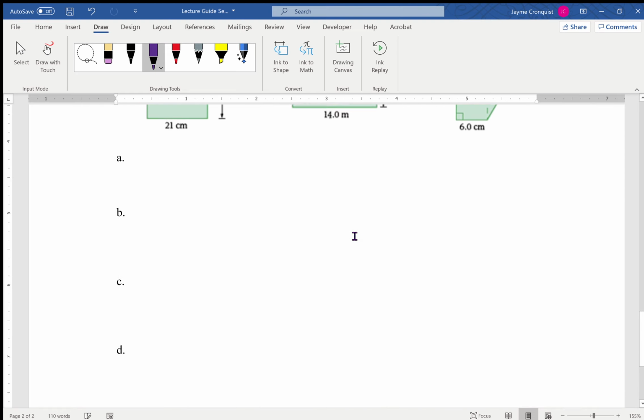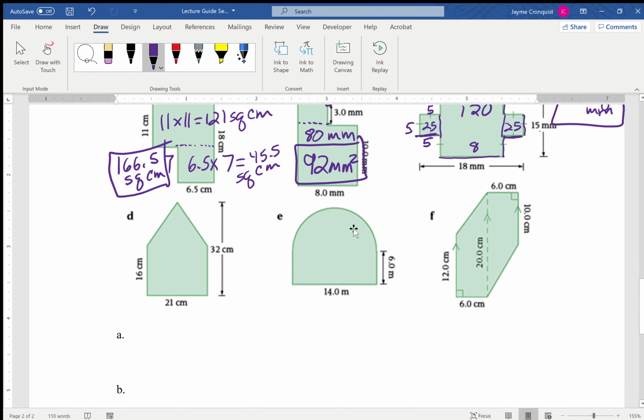Oh, they're giving me space to do all this. Well, gosh. Let me write it up real quick. 11 by 11 is equal to 121. 6.5 times 7 is 45.5. Those added up to 166.5 square centimeters.